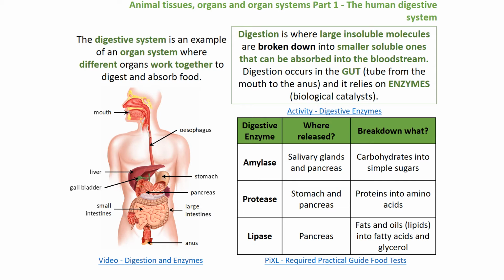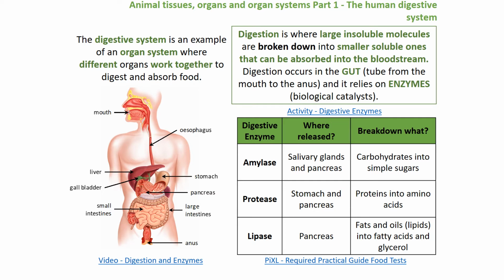They are listed on the table. We've got amylase, and amylase is a type of carbohydrase, and it's produced in the salivary glands, and it's also made in the pancreas and put into the small intestine. And amylase breaks down carbohydrates into simple sugars. So amylase will break down starch, actually, into a smaller sugar.